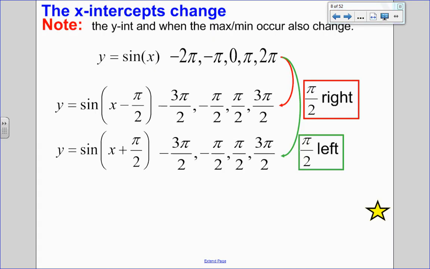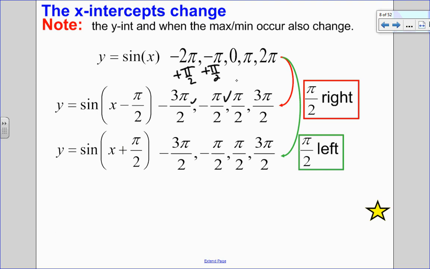So let's look at what the x-intercepts were supposed to be. They're supposed to be negative 2 pi, negative pi, 0, pi, and 2 pi. So when I look at the minus, we said it moved to the right, I can just add on pi over 2 to each of these. So if I add on pi over 2, I get negative 3 pi over 2. If I add on pi over 2 to negative pi, I get negative pi over 2.